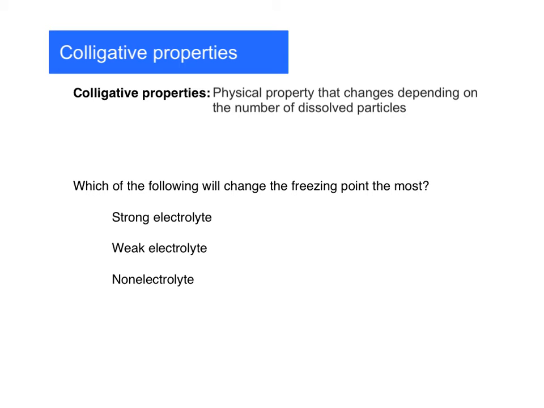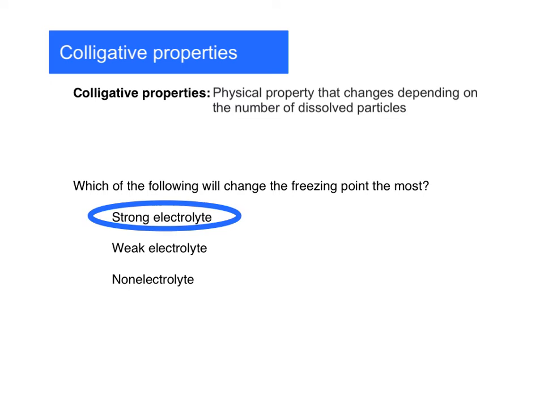And so if we add a strong electrolyte, if you remember, a strong electrolyte divides up completely into its ions. So a strong electrolyte is going to have the largest effect on these colligative properties. So it will change the freezing point the most, okay? So that would be the answer to this question, which is going to change the freezing point the most. It would be the strong electrolyte.